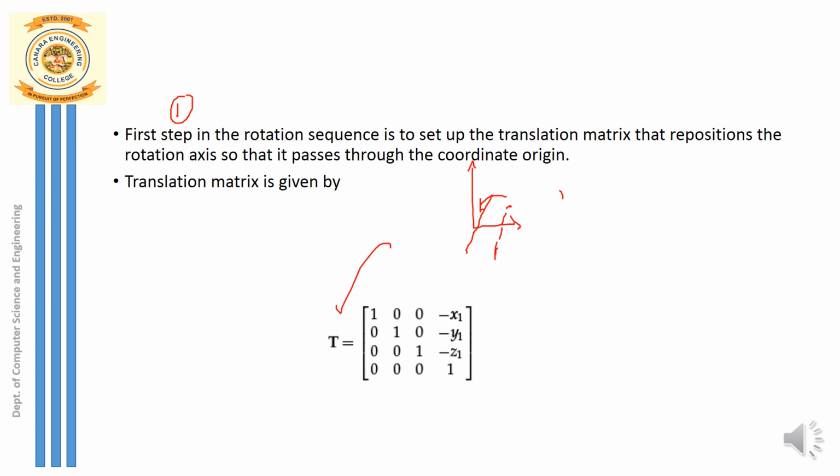Or you can say the line segment was somewhat like this, right? So one of the points was moved to the origin, whereas the other point was somewhere in a non-origin position. So here, in order to do this, you have to perform a reverse translation.